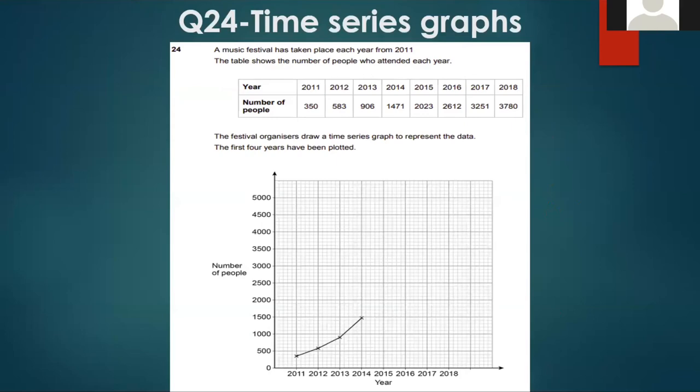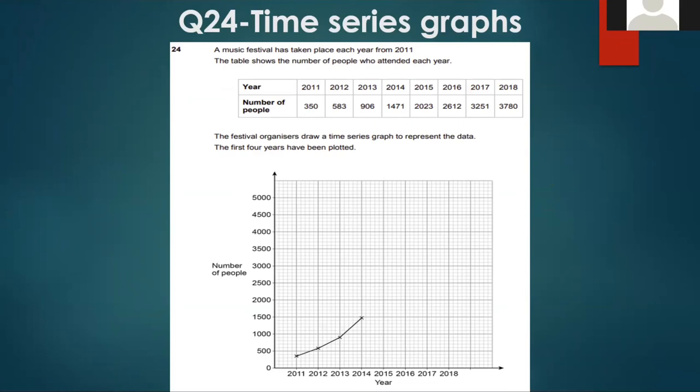Okay, question number 24 is looking at a time series graph. It says a musical festival has taken place each year from 2011. The table shows the number of people who attend each year, from 2011 all the way to 2018. The festival organizers are drawing a time series graph, which shows time versus the number of people over a period of time, and a graph to represent the data.